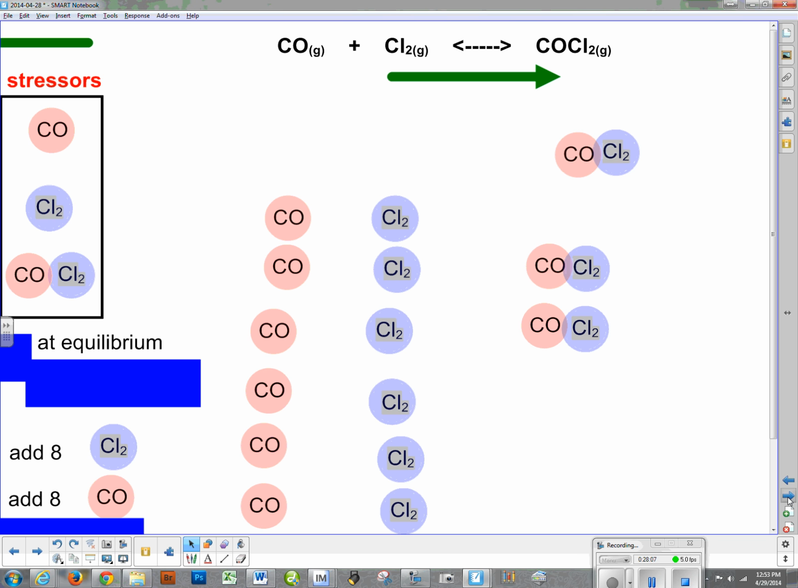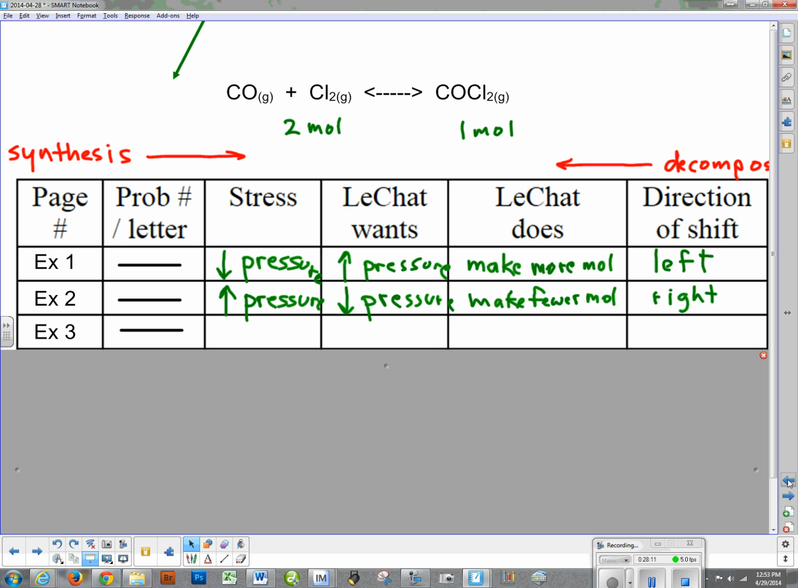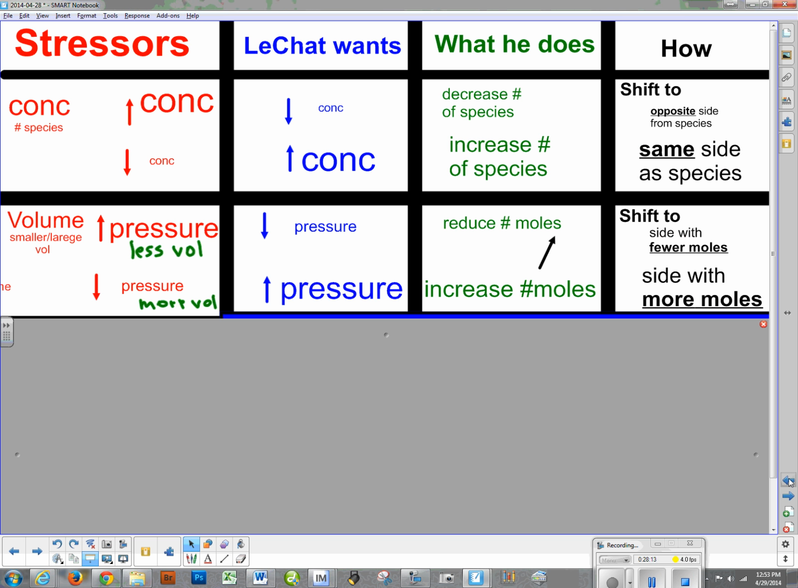And that's it. I hope you understand now how to deal with problems where you're dealing with concentration and volume, which is also known as pressure.